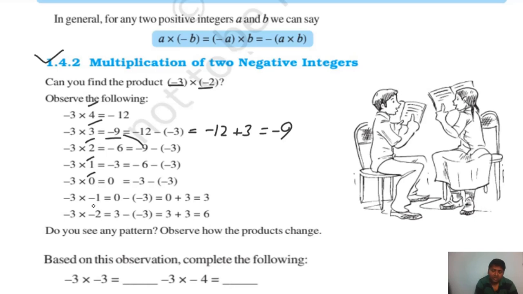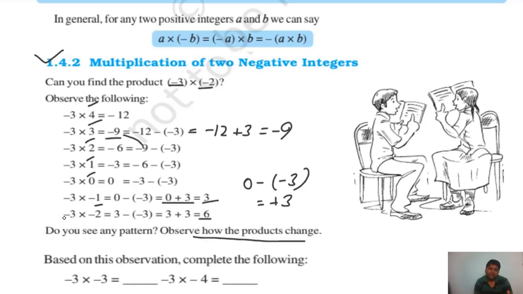When we get minus 1, this is the portion where 0 minus of minus 3, in a similar way, we get plus 3. So 0 minus of minus 3 is plus 3. Here we get minus 3 and minus 2, and 3 minus of minus 3 means 6. Therefore, we observe the product is changed.